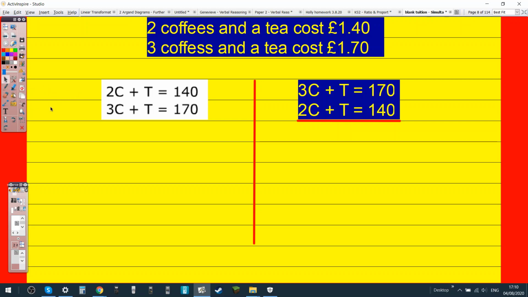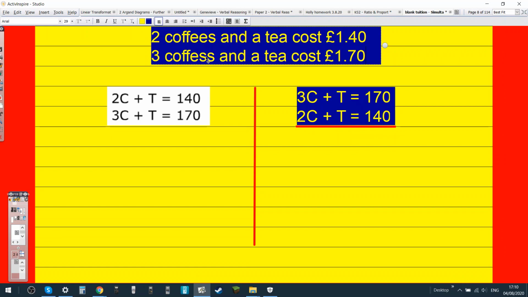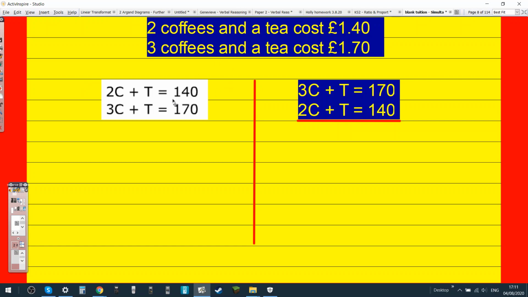Okay. 2 coffees and a tea costs 140. 3 coffees and a tea costs 170. So I just wrote the same thing twice. Any idea how you can work out the price of a coffee and a tea?